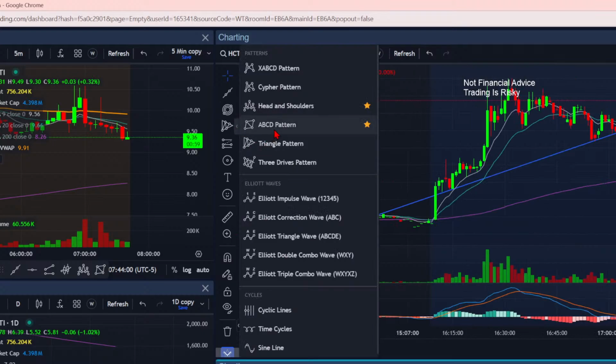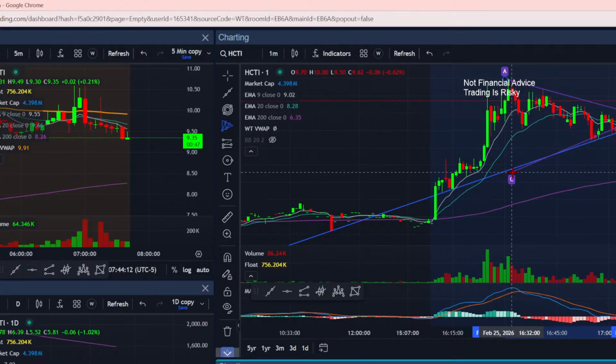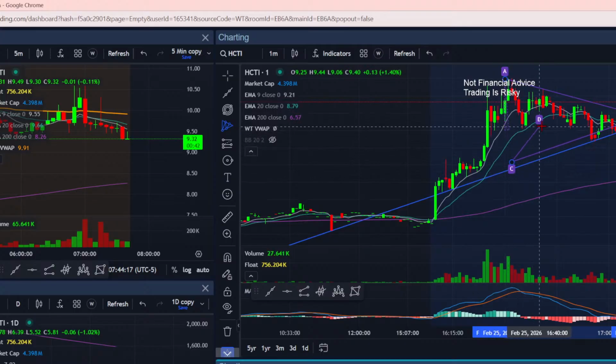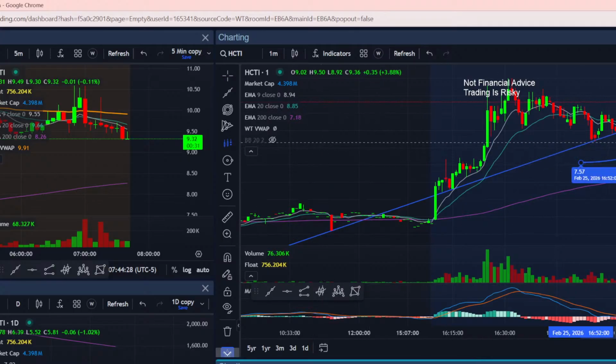So patterns, I don't really use this that much. I mean, you can see this triangle too, like right here. You could somewhat see it. That's the triangle. I don't really use this stuff. I don't even know what it really means. I guess people do that. I know what certain stuff means.